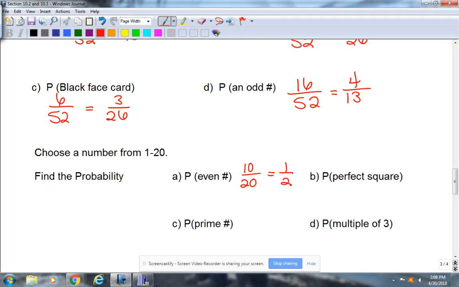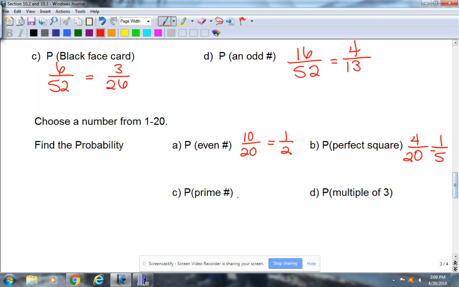What's the probability that a number is a perfect square? Well, I just happen to have my squares written on my board over there. So how many numbers between 1 and 20 are perfect squares? My perfect squares will be 1, 4, 9, and 16. So how many of them are there? 4 out of 20. They're both divisible by 4, so that's 1 over 5. Are we okay with that? Okay.